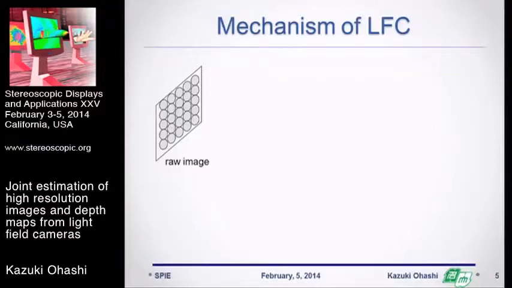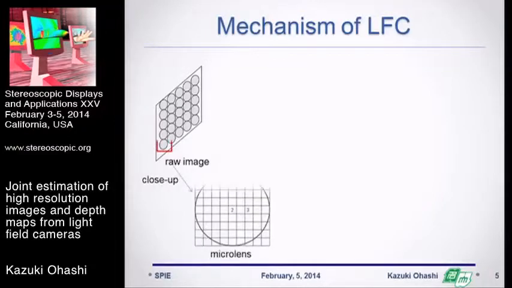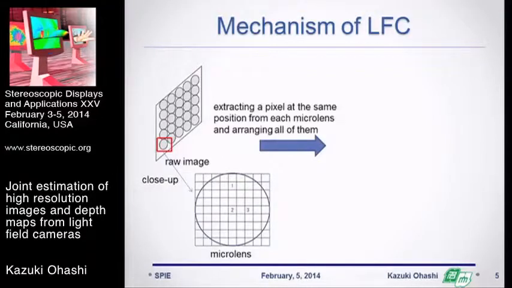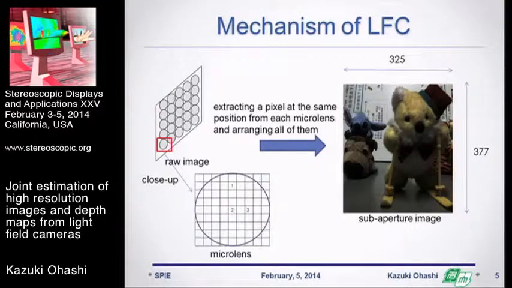I will explain how to convert a raw image to sub-aperture images. This is a raw image captured by a light field camera. A micro lens is close up. So there are multiple pixels behind the micro lens. Sub-aperture images are formed by extracting a pixel at the same position from each micro lens and arranging all of them. For example, this sub-aperture image is formed by gathering pixels of position 1. And then the position 2 is gathered. Then the position 3 is gathered.